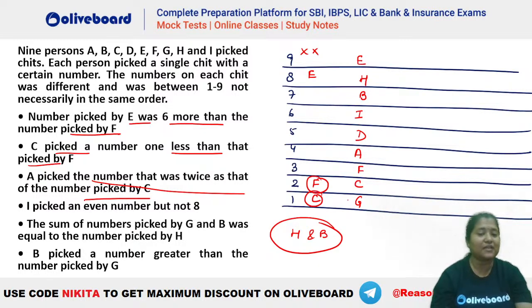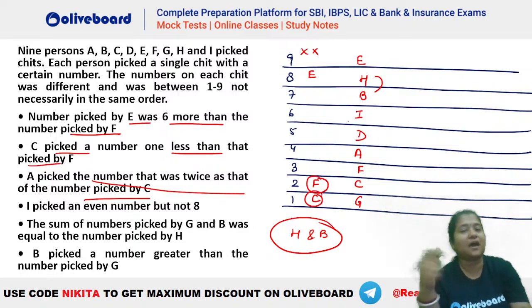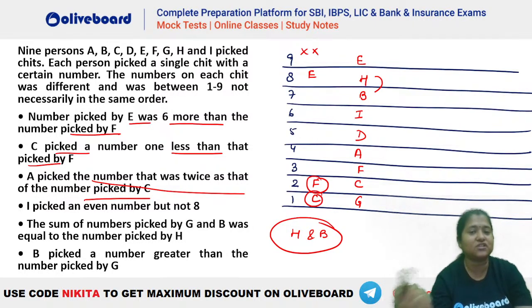Shravani, 3 nahi hoga. H minus B would be 1. Okay. The difference between H and B will be how much? It will be 1, because H is picking up 8 and B is picking up 7. Are we clear with this question, guys? Please let me know if we have any doubts in here. Everybody clear with this question? Or do we have doubts here? Are we clear? Everybody clear?